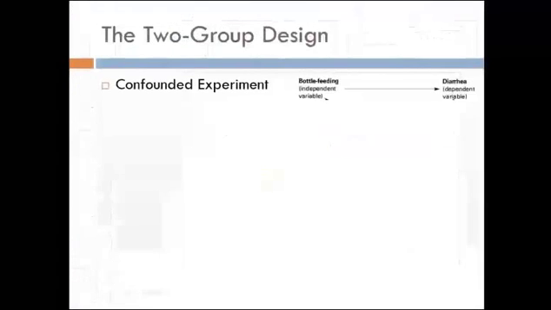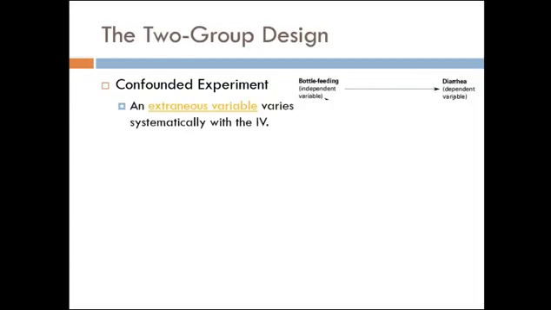Okay, so a confounded experiment. It sounds like I'm cartoon swearing, doesn't it? Have you ever watched Yosemite Sam? Because he'll say, confound it. A confounded experiment is when an extraneous variable varies systematically with the independent variable.